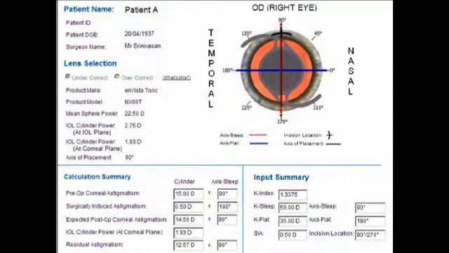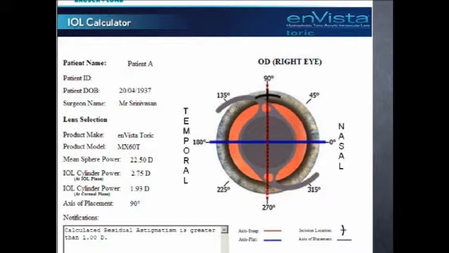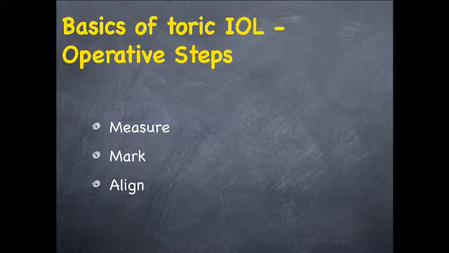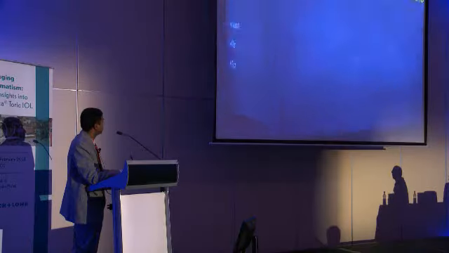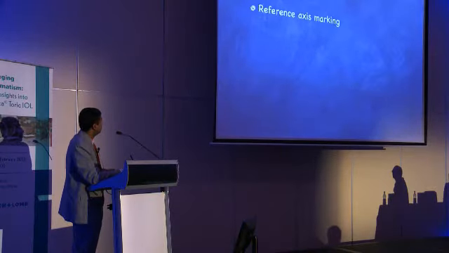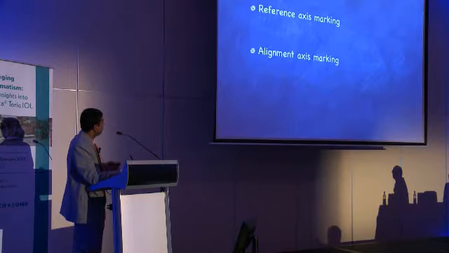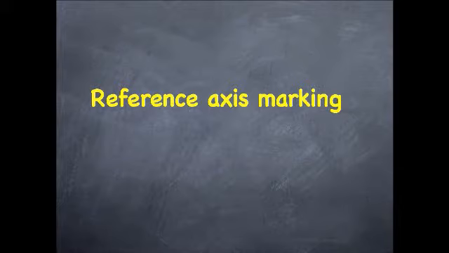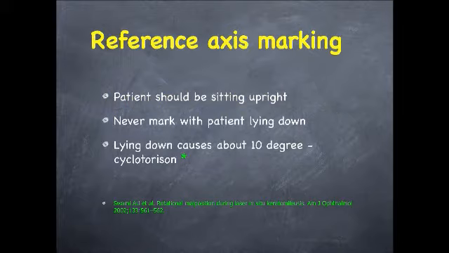And this is the calculation summary, which gives you the pre-op corneal astigmatism and the residual astigmatism you could expect after the operation. So the basic steps, as I told you: the first step is to measure, the second step is to mark, and the third step is to align the intraocular lens to the mark while the patient is on the table. The steps for toric IOL implantation: the first step is the reference axis marking, then the alignment of the lens to the axis marking, and then fine-tuning the IOL alignment while the lens is inside the capsular bag.